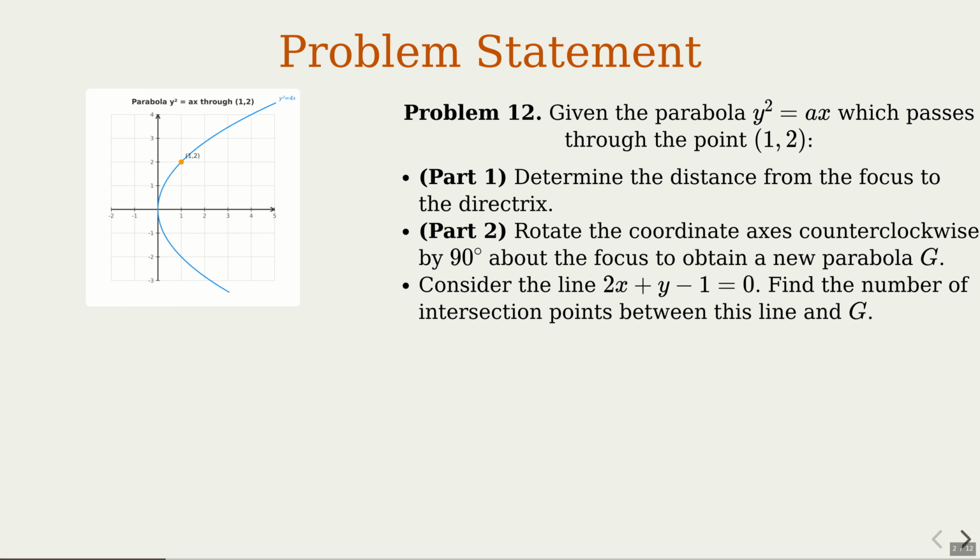Then we need to count how many times the line 2x plus y minus 1 equals 0 intersects with this rotated parabola g. So we have two tasks. Find a distance in part 1 and count intersection points in part 2. Exactly. Let us start by reviewing the basics of parabolas before we dive into the solution.